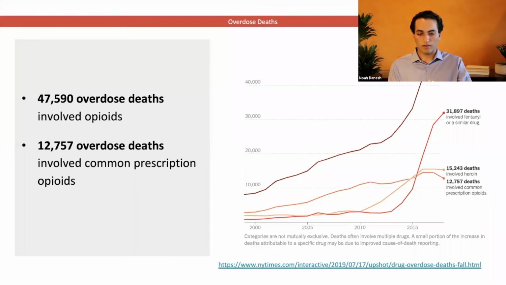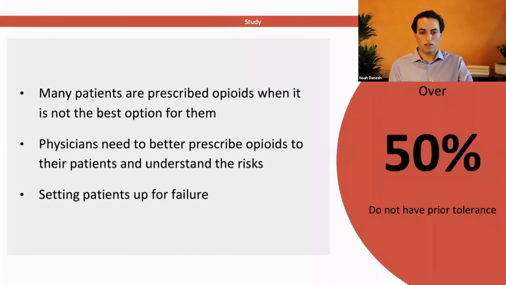And this is a chart, a little bit of an older chart from last year, but still the numbers are very bad. You can see tens of thousands of deaths that involve opioids and even prescription opioids. So there has to be a solution to this, and technology, of course, can play a role. When looking at the solution, we can see from these studies that many patients are prescribed opioids when it's not the best option for them. So it's setting up patients for failure.